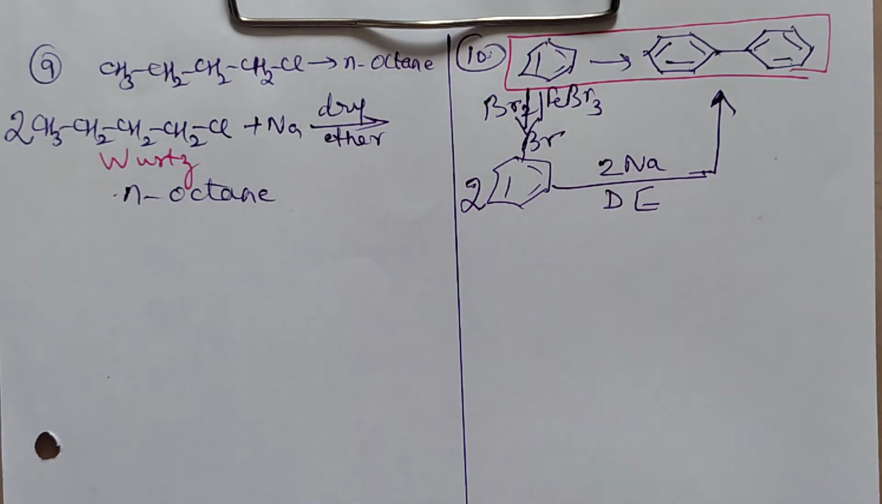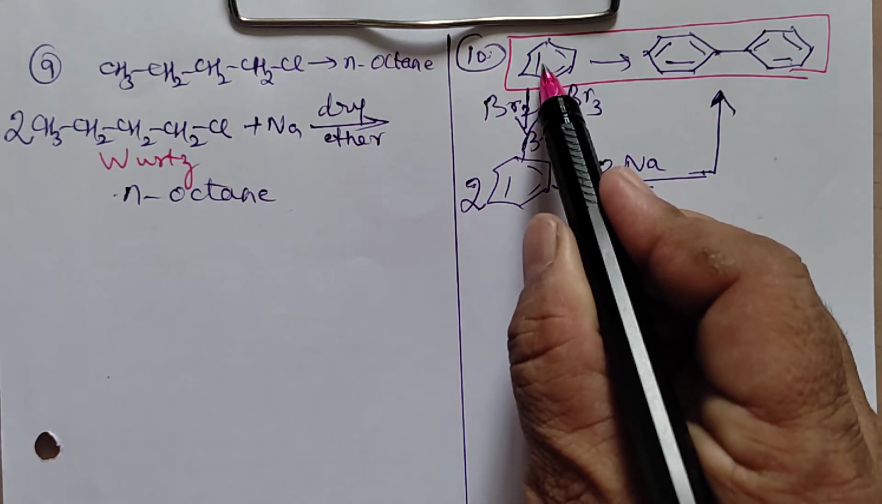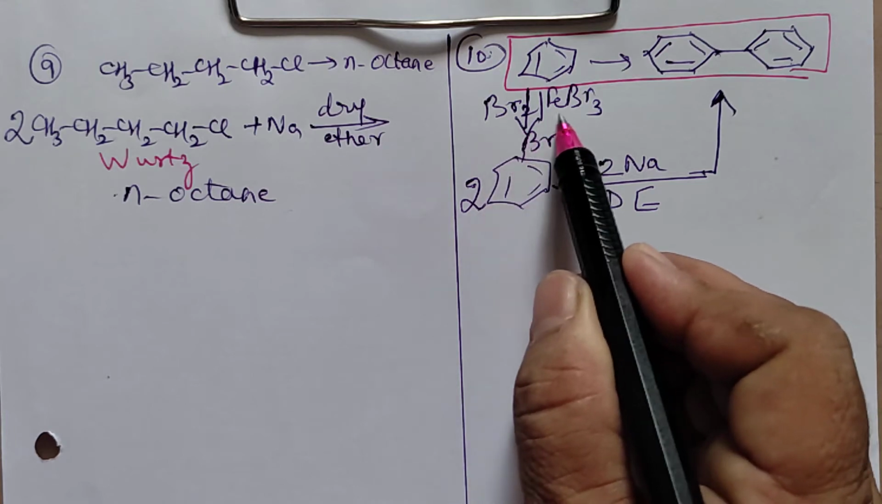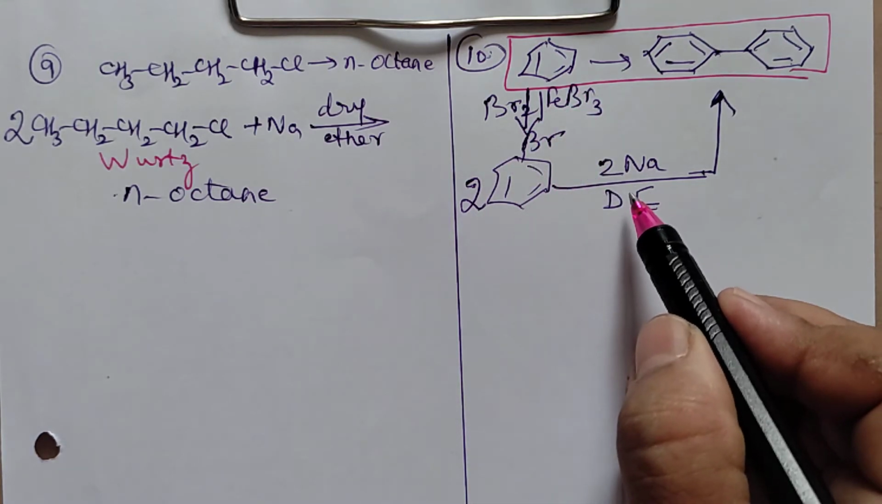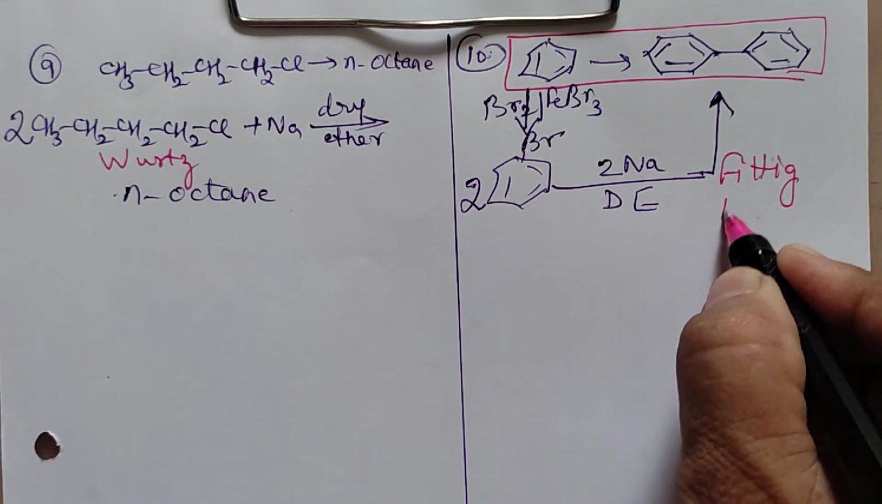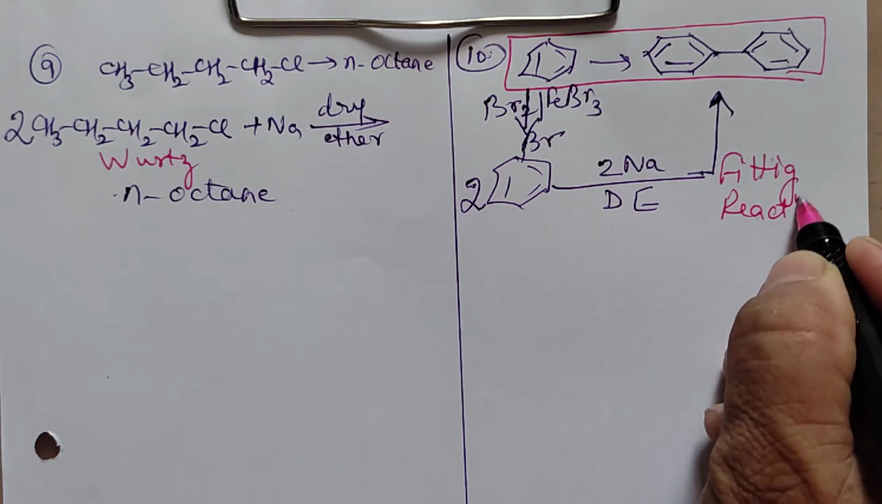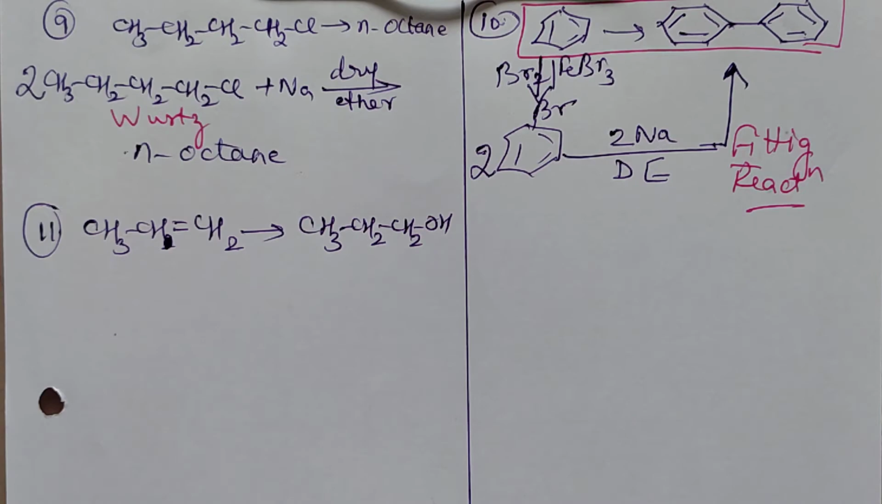Benzene we want to prepare biphenyl. This is biphenyl. First, this benzene, you will make it react with halogen in the presence of Lewis acid to get bromobenzene, and then you carry out Fittig reaction. When you carry out the reaction with aryl halides, it is called the Fittig reaction. Okay. Moving on to the next conversion.